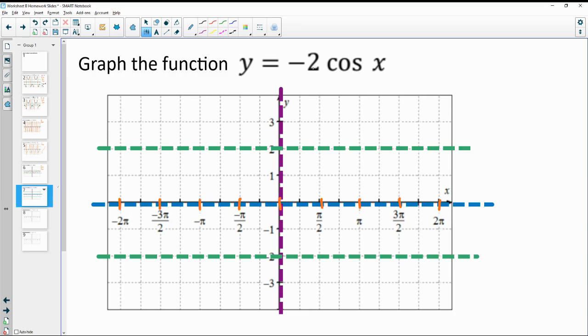Cosine starts at its maximum, but since this is negative, it's going to start at a minimum. And then it's going to go to a middle, up to a max, down to a middle, down to a min, backwards, up to a middle, up to a max, middle, min. And then you can just come back or draw in your curve.